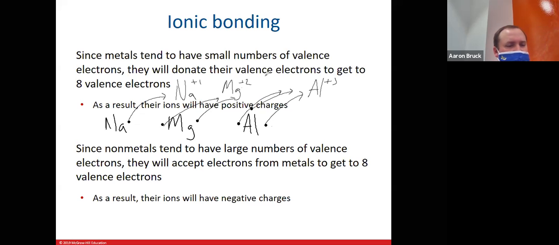Nonmetals, on the other hand, since they have larger numbers of valence electrons, they tend to go in the opposite direction. So let's look at this again from a standpoint of some commons. So let's look at fluorine, oxygen, and nitrogen. Fluorine has 7 valence electrons. Oxygen has 6. Nitrogen has 5.